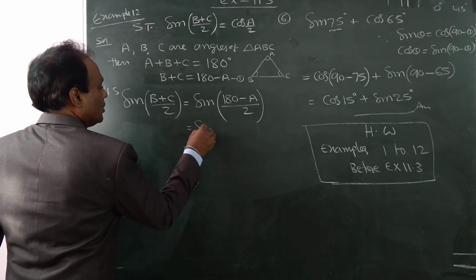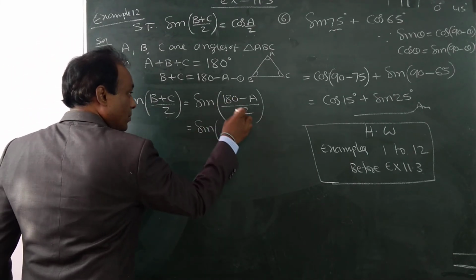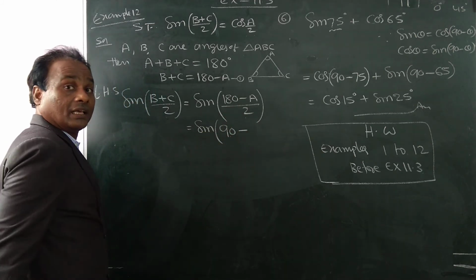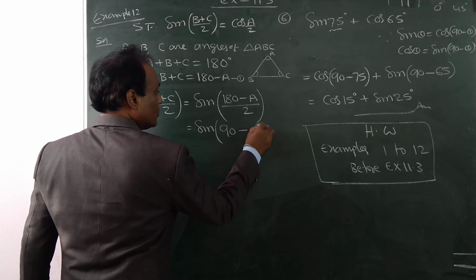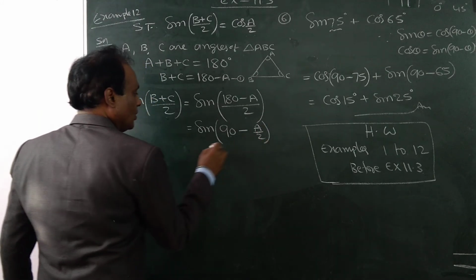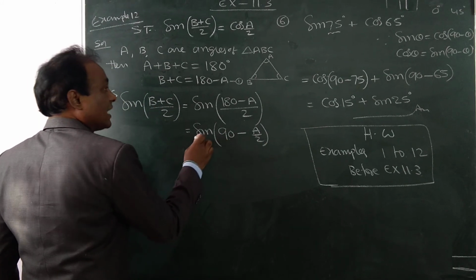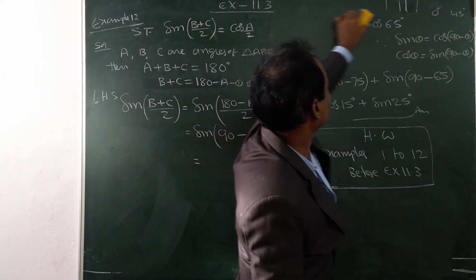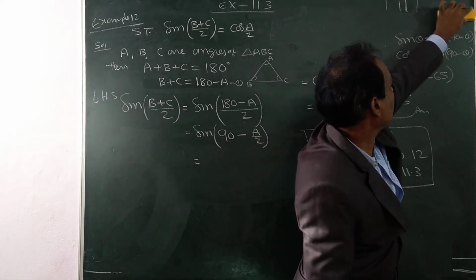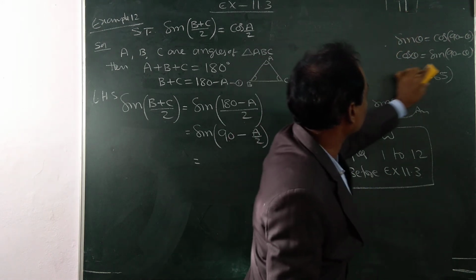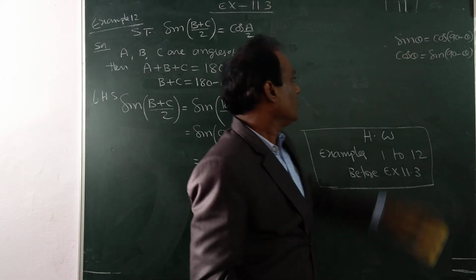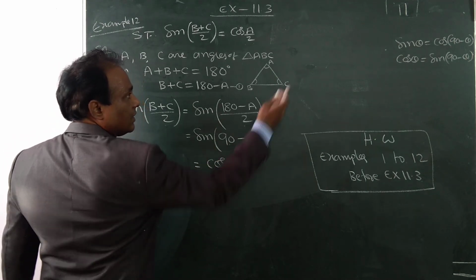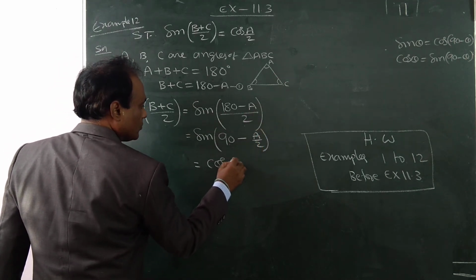Now, sine of 180 by 2 is 90. 180 by 2 is 90, minus A by 2. For 90 degrees, sine changes to cos. For 90 degrees, sine changes to cos of what is the angle? Theta means here A by 2.